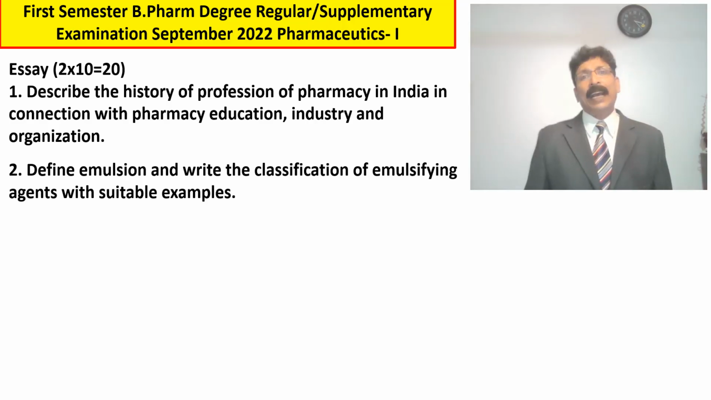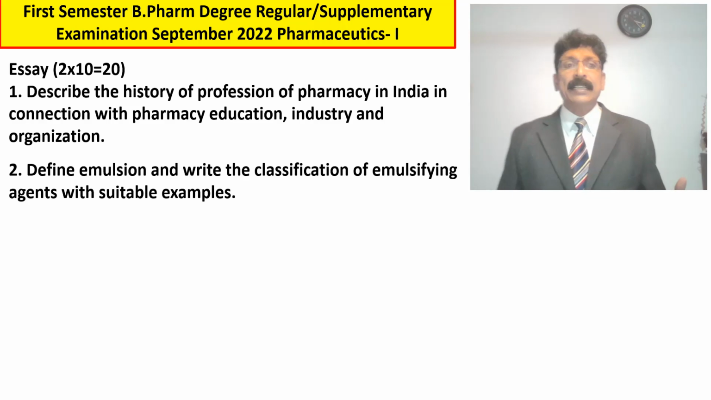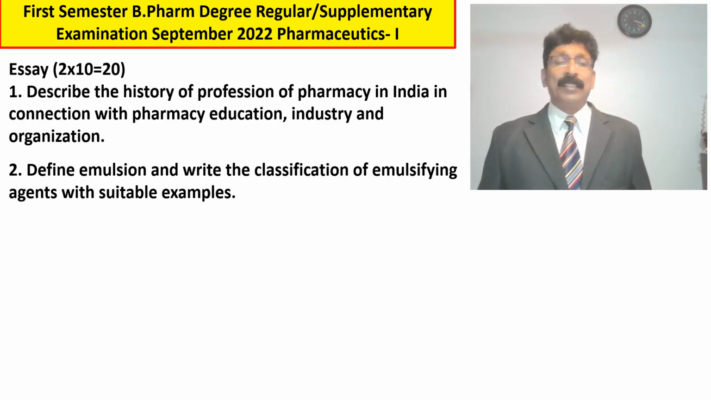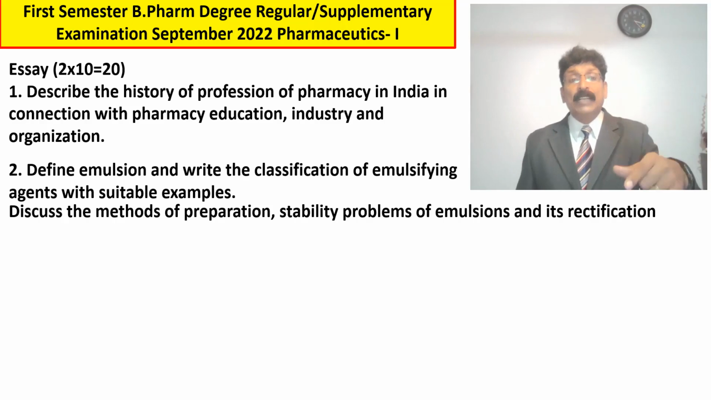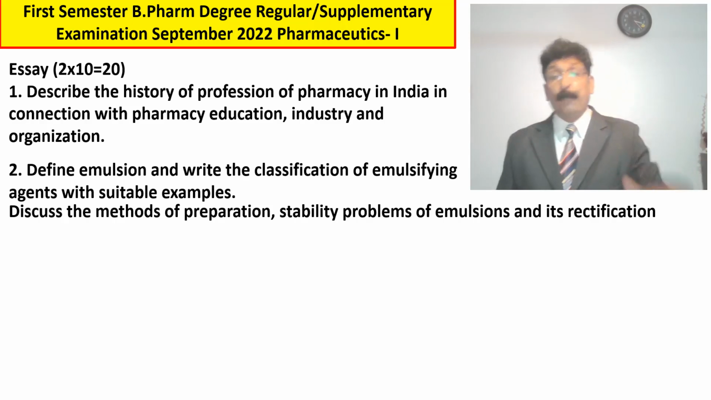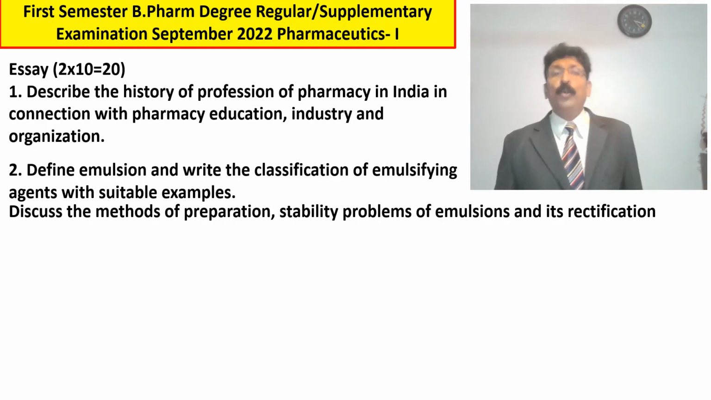So you see, the second question they have asked: define emulsion and write the classification of emulsifying agents with suitable examples. Both of them are 10 mark questions. And with that, in the same second question, discuss the methods of preparation. Stability problems will come in biphasic liquids like emulsion, and also its rectification, how to correct them. If it is possible, you can do it.